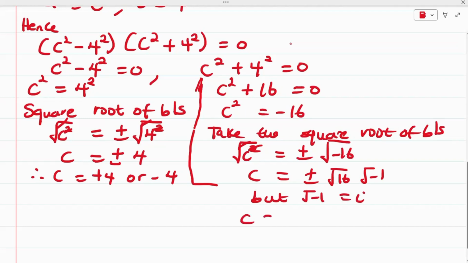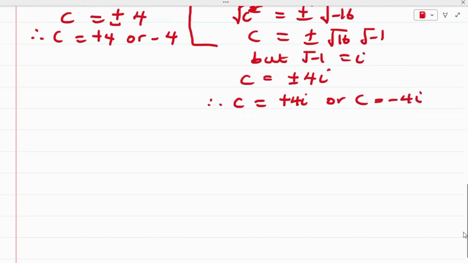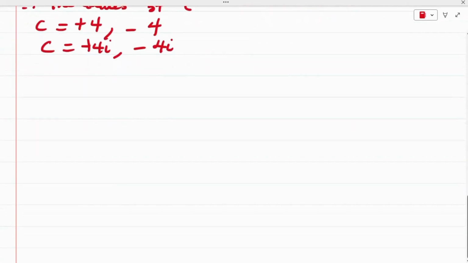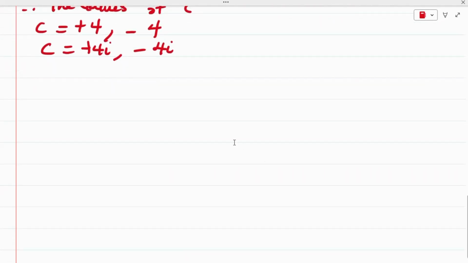So right here we have that c is equal to plus or minus the root of 16 is 4 and the root of negative 1 is i. So therefore c is equal to plus 4i or c is equal to negative 4i. So therefore the values of c, we have c equals to plus 4 and c equals to minus 4, and c is equal to plus 4i and minus 4i. So right, we have been able to have the values of c. So the next thing guys we want to do is to simply verify for these values.